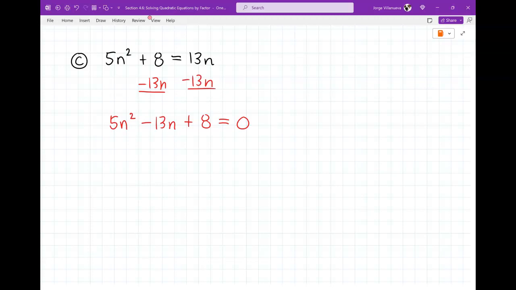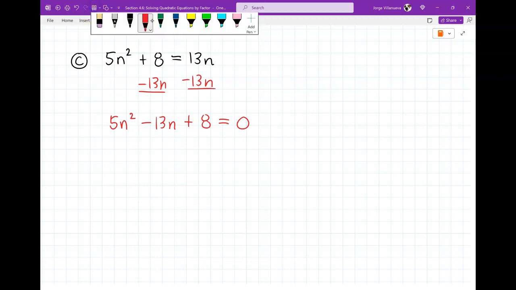But before we just start factoring, go through your process. Do they have anything in common? The left side? No, right? They have a 1, but 5, 13, and 8 don't have anything in common. They don't all have n's. Is it 4 terms? No. Is it 3 terms? Yes. So then we're going to do the X method or box method, whatever you prefer.